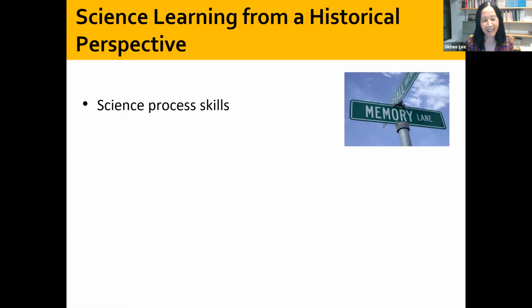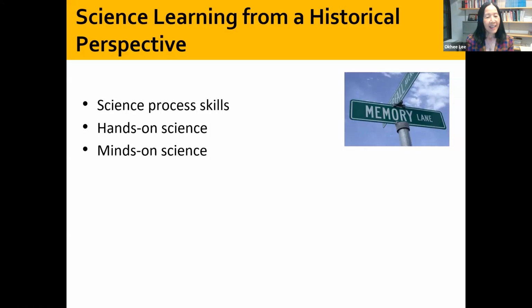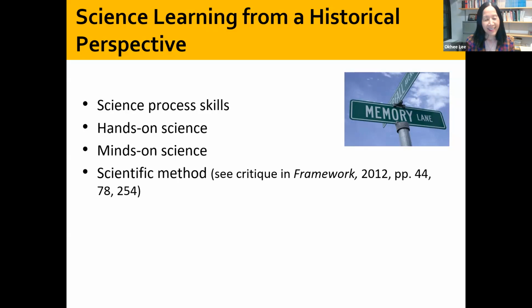So let me go back again. Science process skills might be around 1970s, several decades ago. Hands-on science, I would consider that around the 1980s. Then came minds-on science to complement, that would be about 1980s and maybe early 1990s. And then combining hands-on and minds-on science, you might remember, now that's a whole different story of a scientific method.